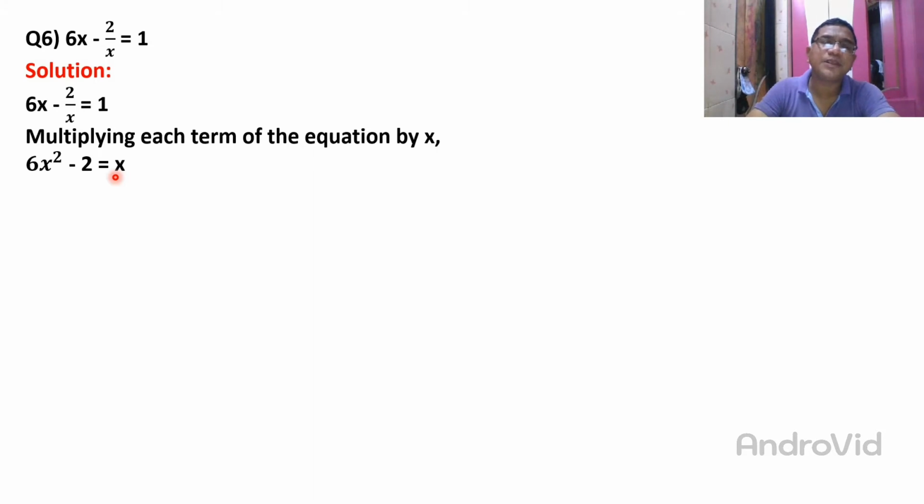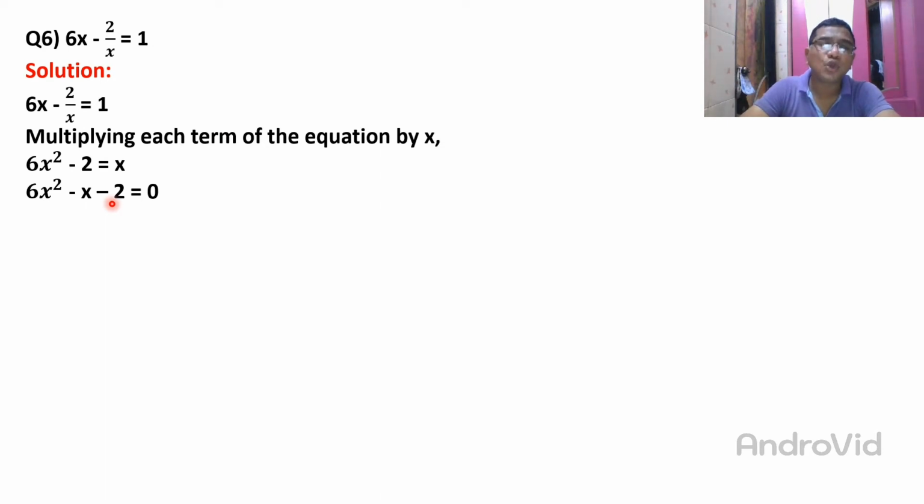Another step: this x is positive, when that goes across it becomes negative. So 6x square remains as it is, this plus x goes across as minus x, and this minus 2 remains as it is. So here you are getting 6x square minus x minus 2. Any doubts here? Do you understand up to this?